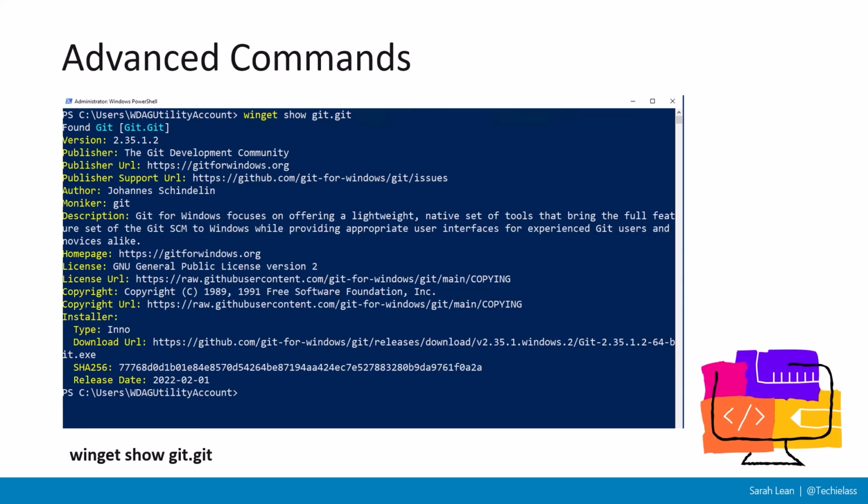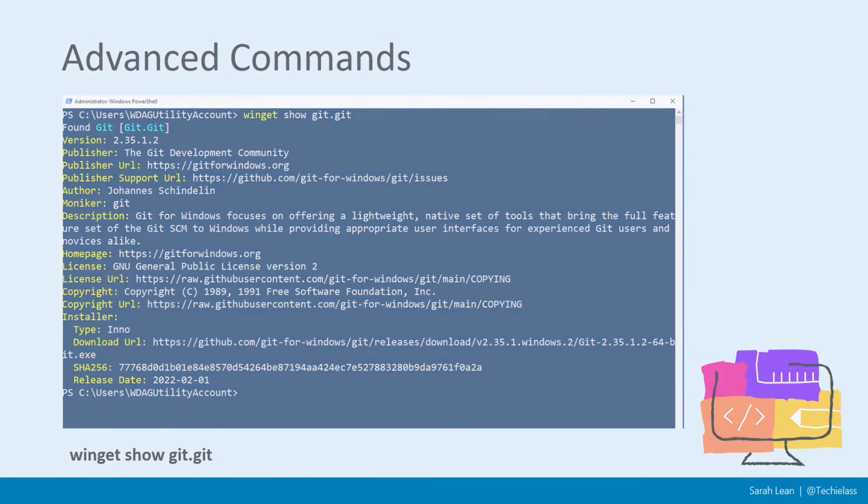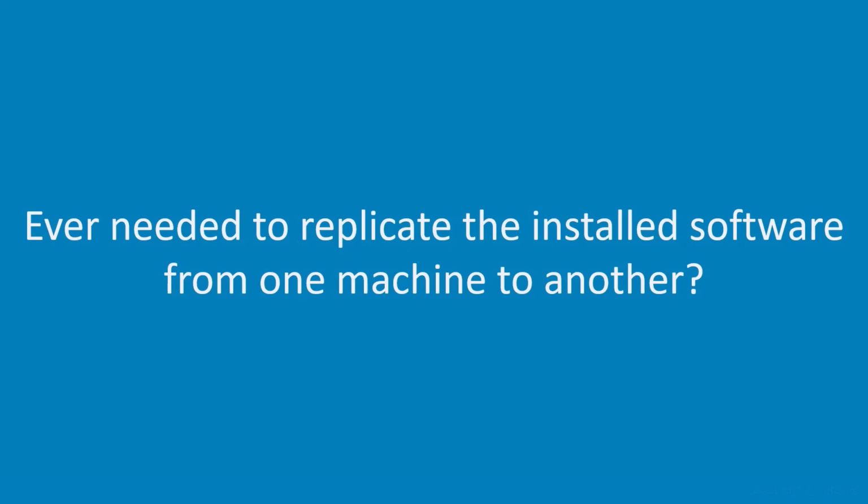Now, one of the cool things that I love about Windows Package Manager is the ability to replicate the installed software from one machine to another. So, for example, say you are switching over laptops, you've got a brand new one for work or for home use, and you want to make sure that all the stuff that you've got installed on that old machine is now replicated onto the new one. We can actually do that using Windows Package Manager.